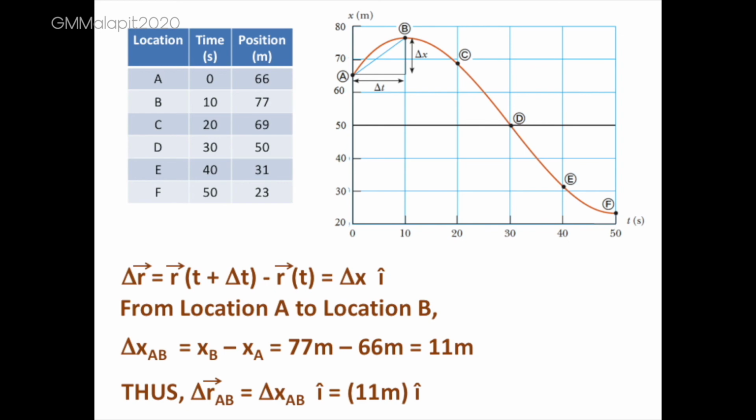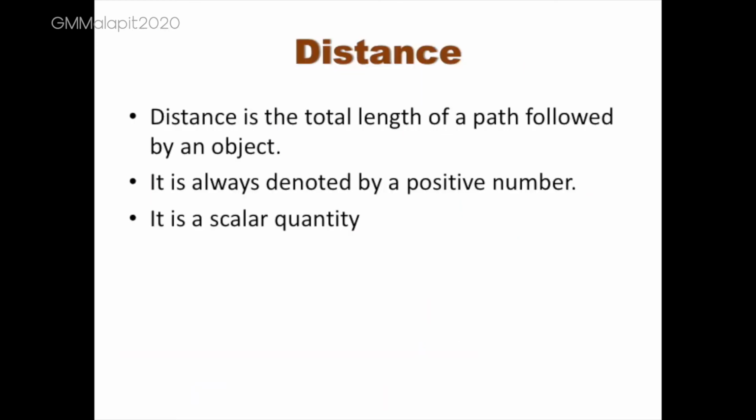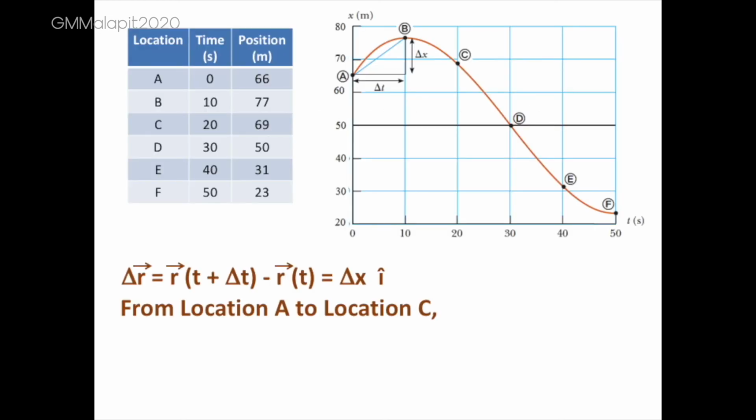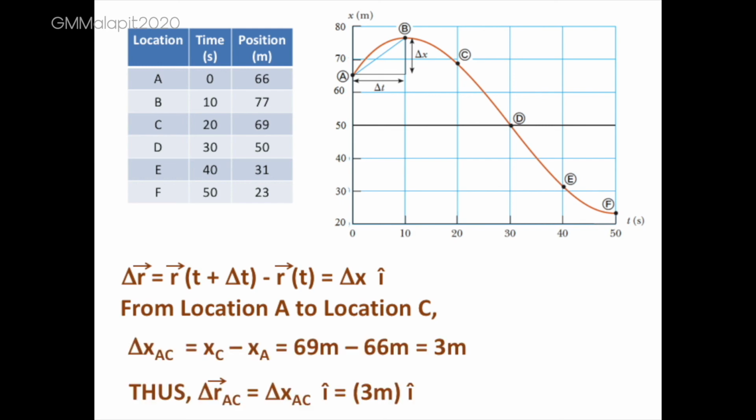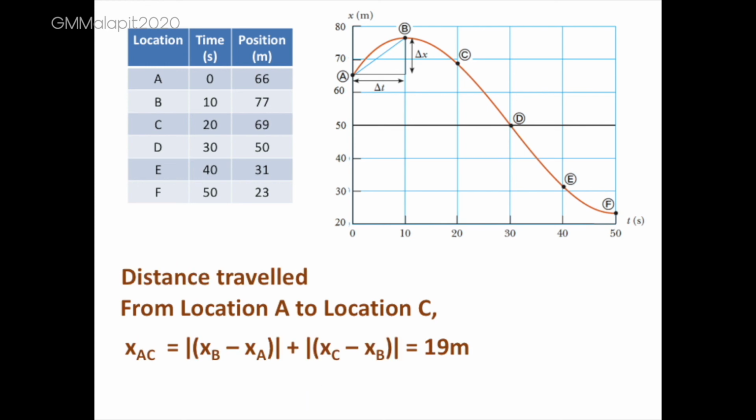Now, it is important to know that displacement is different from distance traveled. Distance traveled is the total length of a path followed by an object. It is always denoted by a positive number. For instance, in our previous example, if the car moved from location A to location C, the displacement is 3 meters i hat, or 3 meters to the right, while the distance traveled is 19 meters.